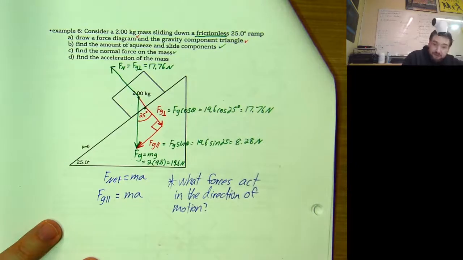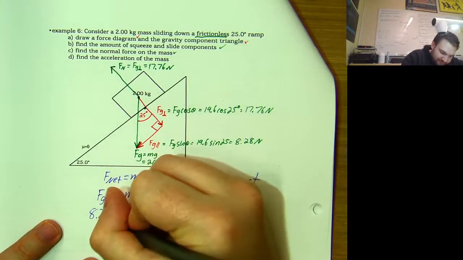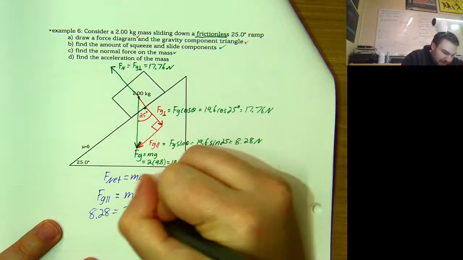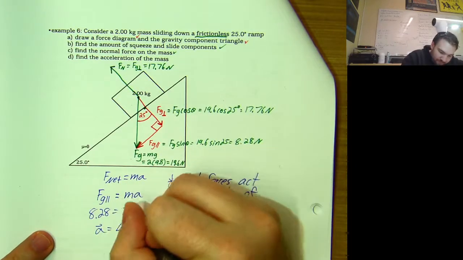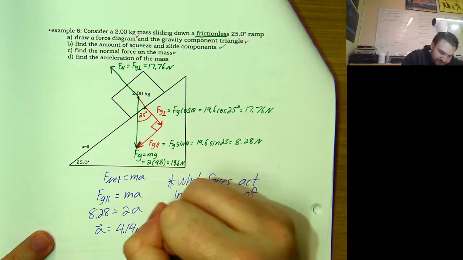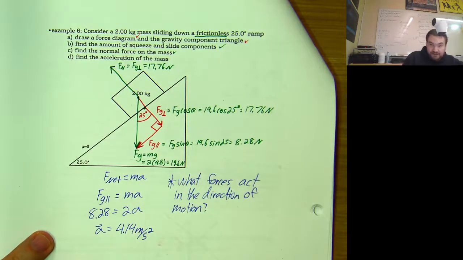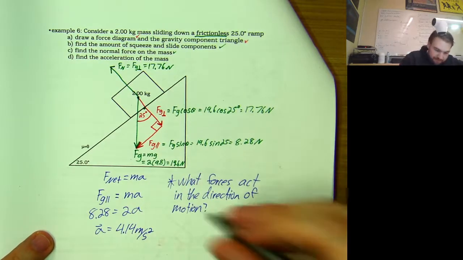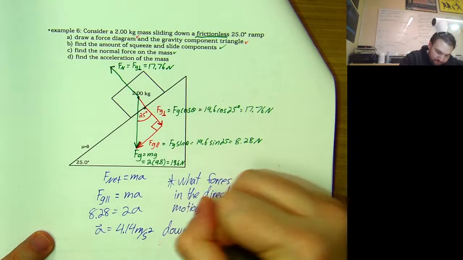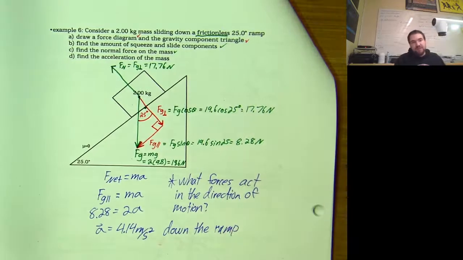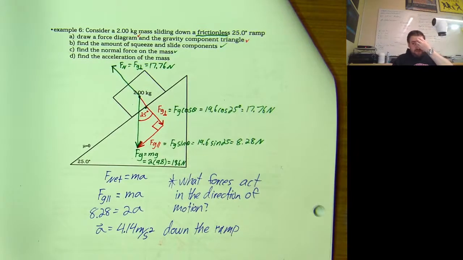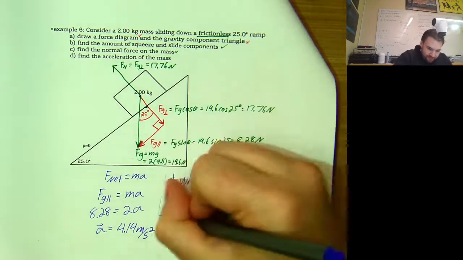I can put some values in here. So I'm going to get 8.28 is going to equal 2a. So a is going to equal 4.14 meters per second squared. And we need a direction because acceleration is a vector. In this case, the direction that makes the most sense is relative to the ramp. The direction here is going to be down the ramp. Put a box around this.